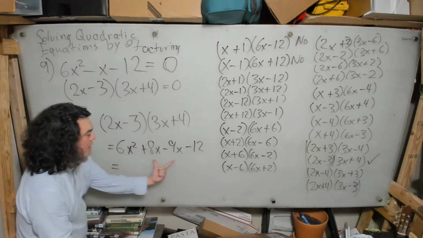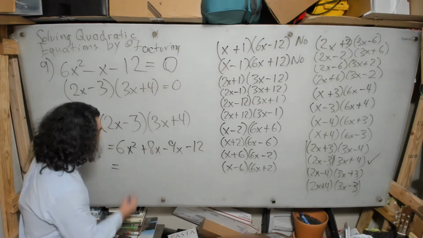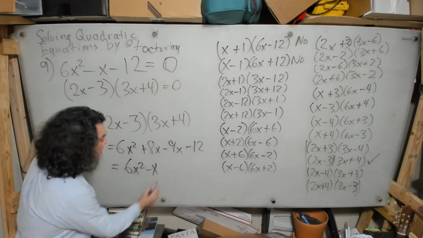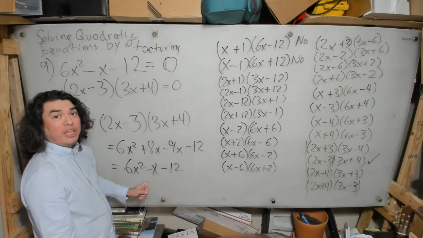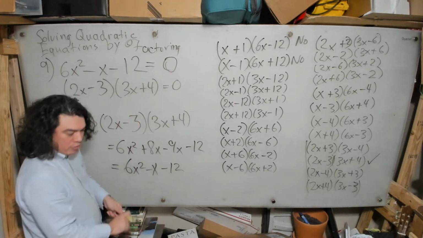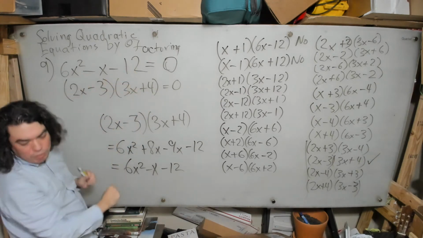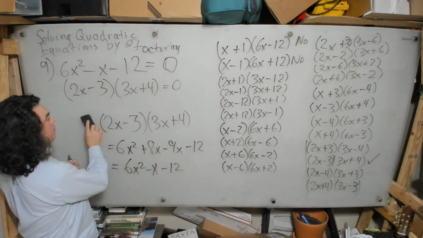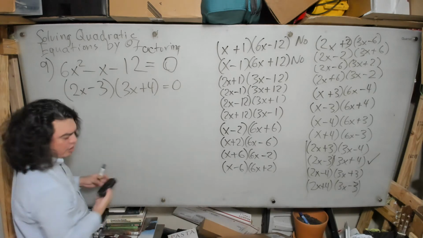Then I just combine these two like terms. What is positive 8 minus 9? That's negative 1x. So I get 6x squared minus x minus 12. And remember, here I wrote negative x, and that's a shorthand for negative 1x. So now we have shown that this factorization is in fact the same as this polynomial, or this quadratic. Now we're going to use this factorization to solve this problem.